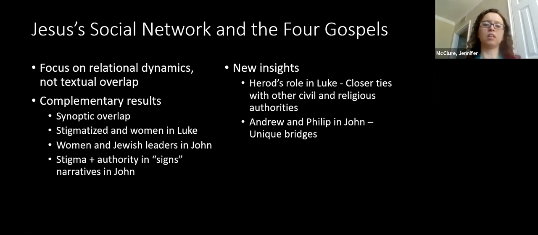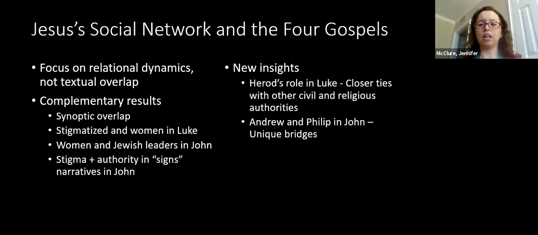Scholars have previously talked about a greater emphasis on women and the Jewish leaders in John, which this supports. And scholars have also talked about how stigma and authority are combined in Jesus's signs narratives in John, that typically when Jesus is interacting with someone who's stigmatized in John, there does tend to be some opposition from the authorities. But this study also creates new insights that biblical scholars, I hope, can look at more.